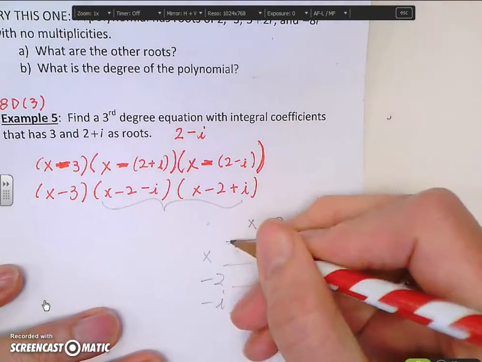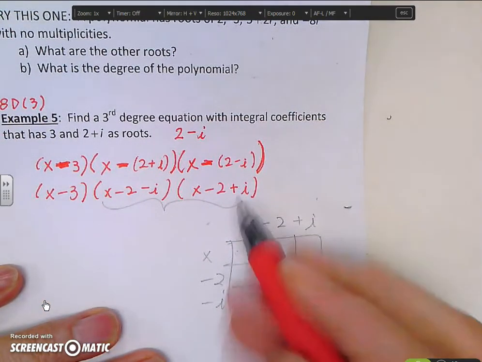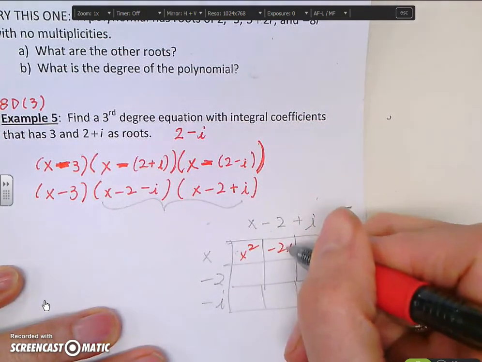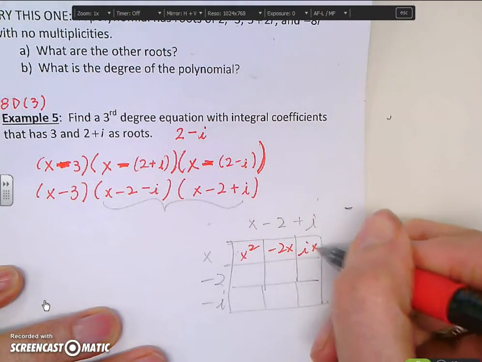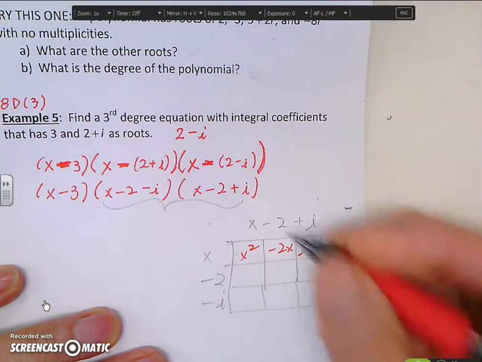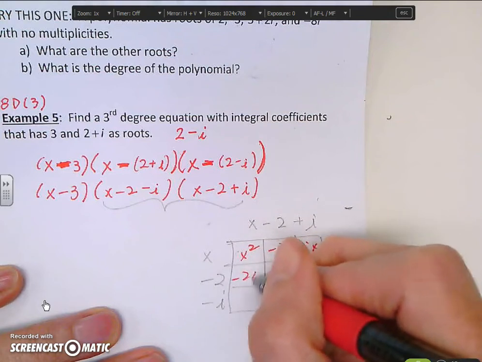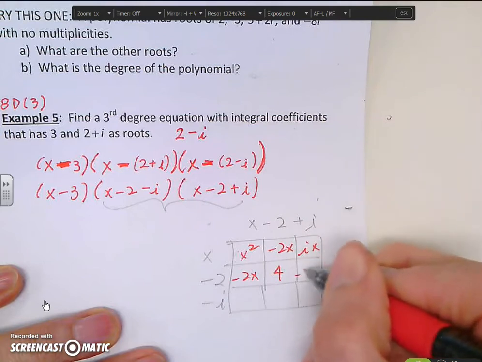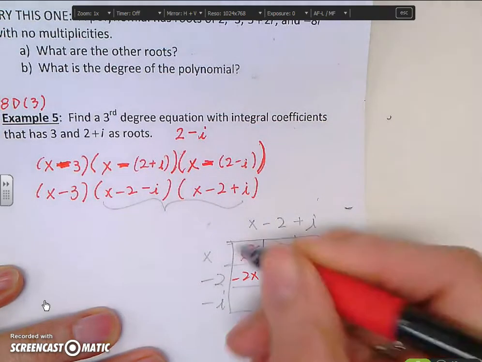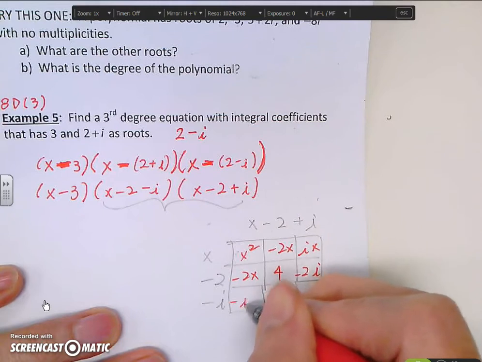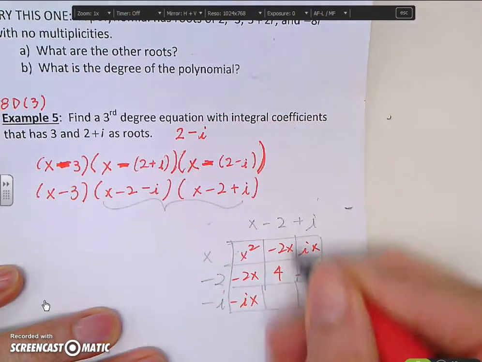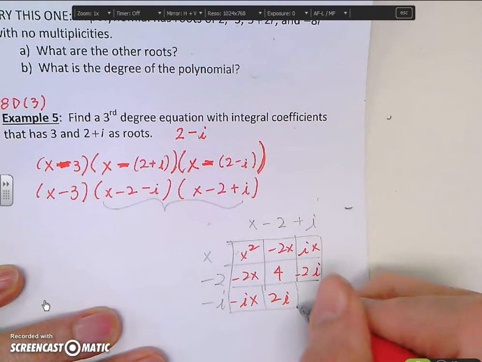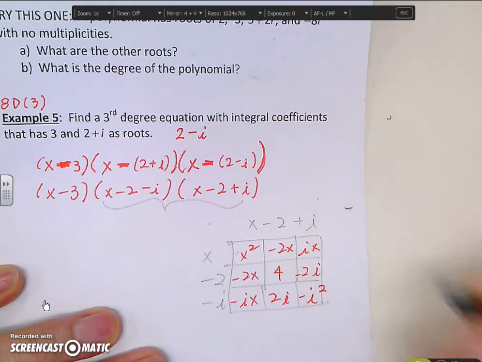So I'm going to then multiply x times x and get x squared. x times negative 2, that's negative 2x. And this is i times x right there. Then negative 2 times x, negative 2 times negative 2, that's 4. And then negative 2i. The negative i times x, so negative ix. And a positive 2i, and then a negative i squared.